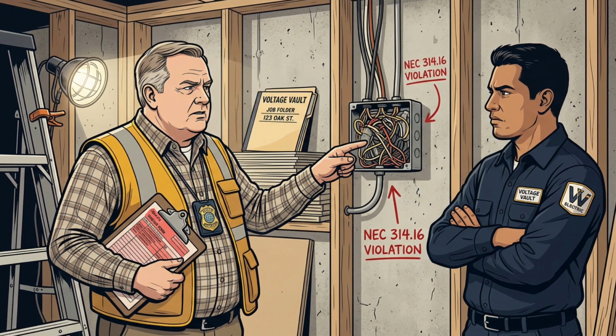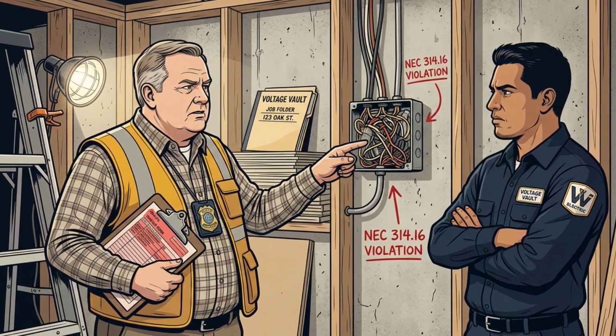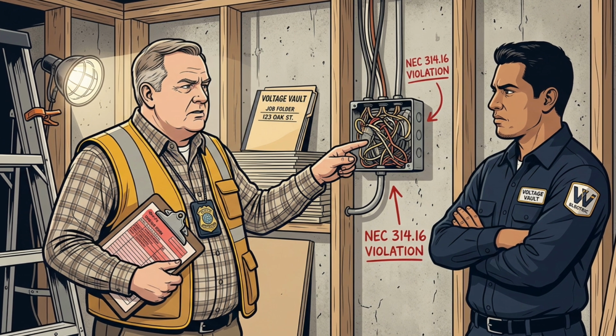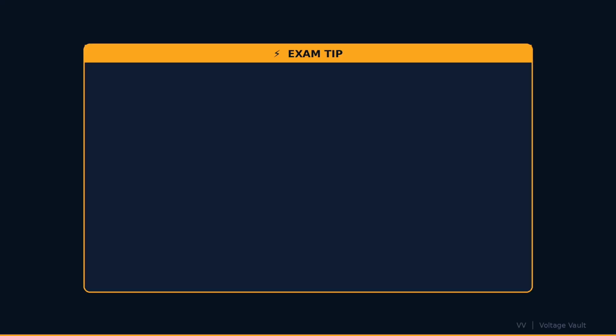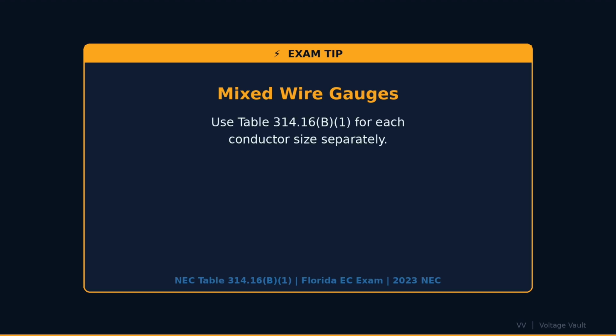On the exam, they give you the box type or dimensions. Use Table 314.16(A) to find the volume. Compare it to your fill total. That's the full calculation.